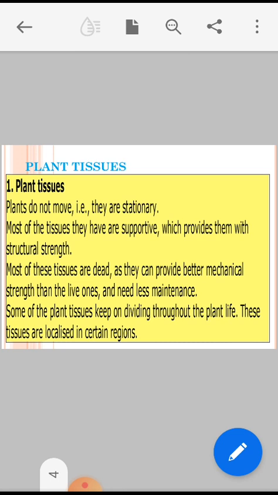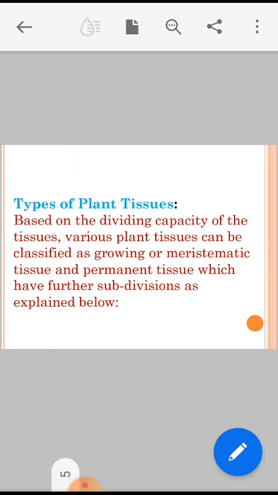Some of the plant tissues keep on dividing throughout the plant's life. These tissues are localized in certain regions. Localized means there are some tissues which you can find in a particular region of the plant. So when we move further, we'll talk about where they are found. First, let us talk about the types of plant tissues.